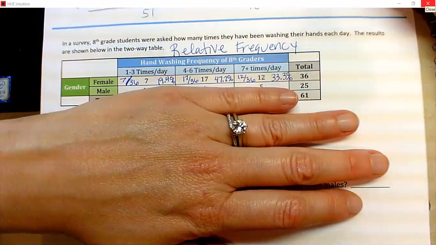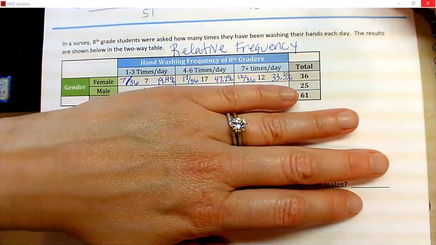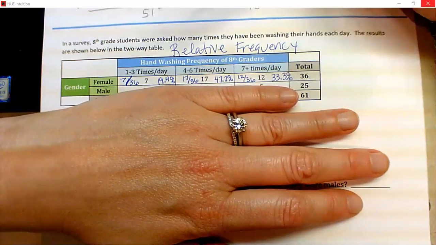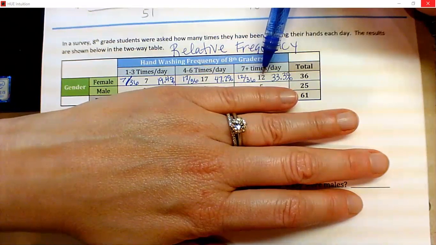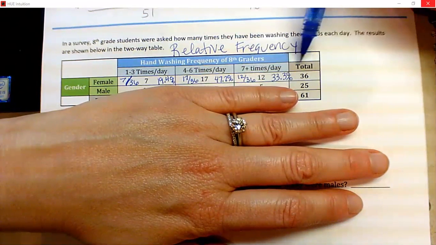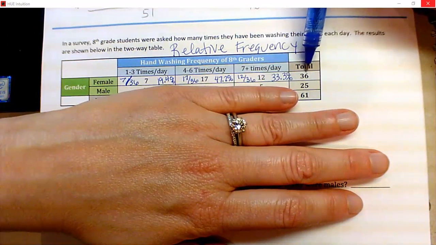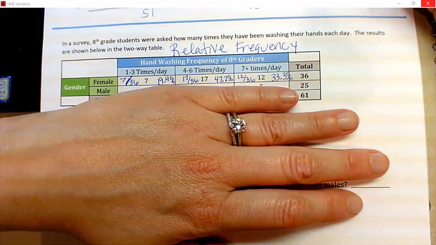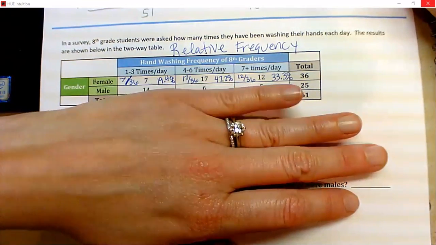Now, what would happen if I took these 3 percentages here and I added them together? What do you think? What number should I get? If you said 100 or close to 100, you would be correct, because I'm doing the number of people that fall in the interval out of that same total every time, out of the 36. So those 3 percentages should add up to about 100, okay? It might be off just a little bit because of rounding the decimal places, okay?